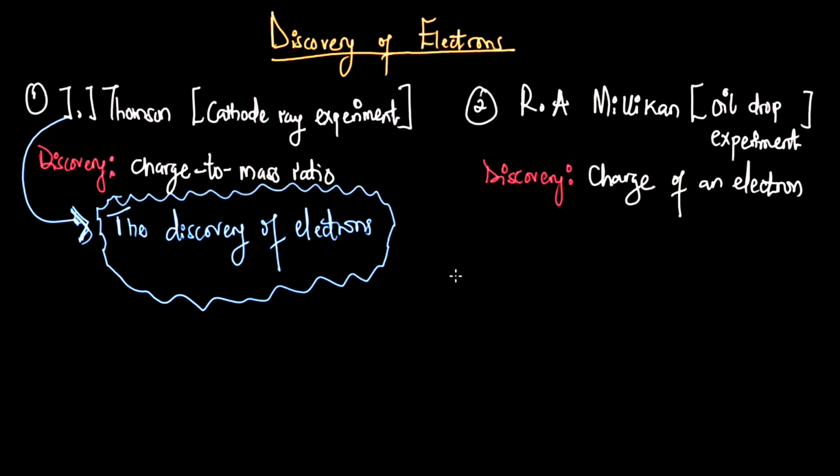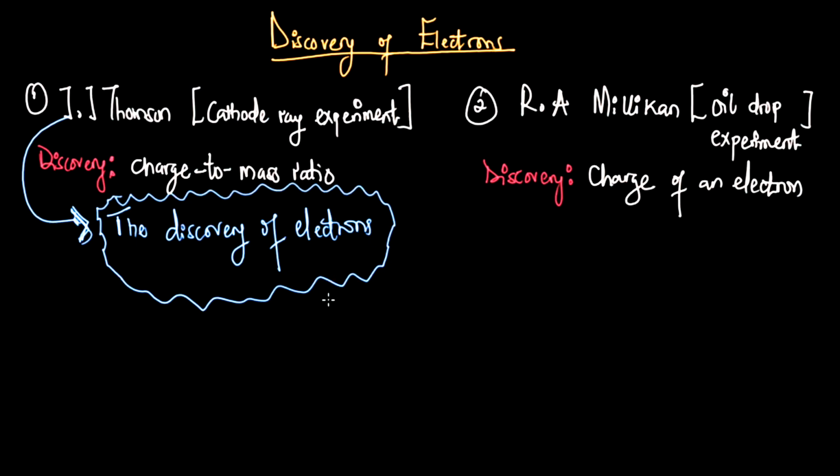So two major experiments that support that atoms are made up of electrons are Thomson's experiment and Millikan's experiment. One such experiment is the cathode ray experiment by J.J. Thomson. This experiment helps us to calculate the charge to mass ratio. Basically, J.J. Thomson discovered electrons.